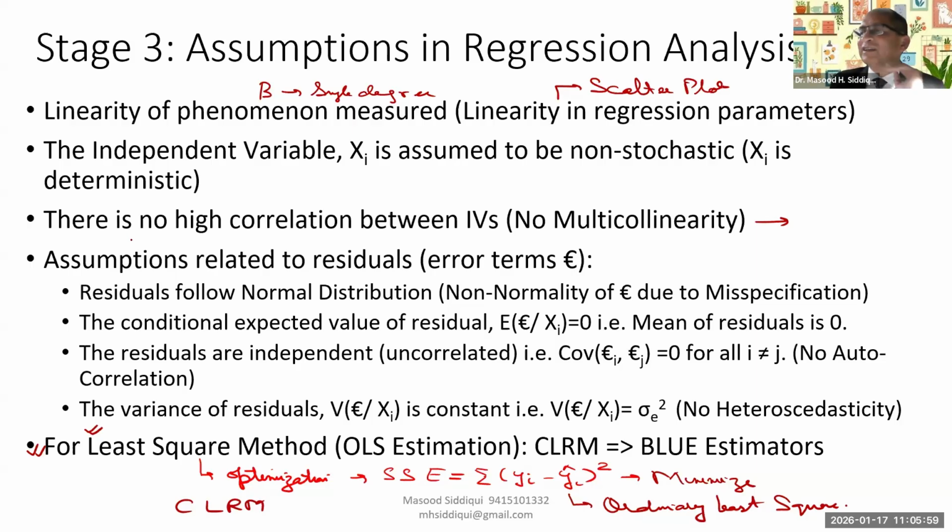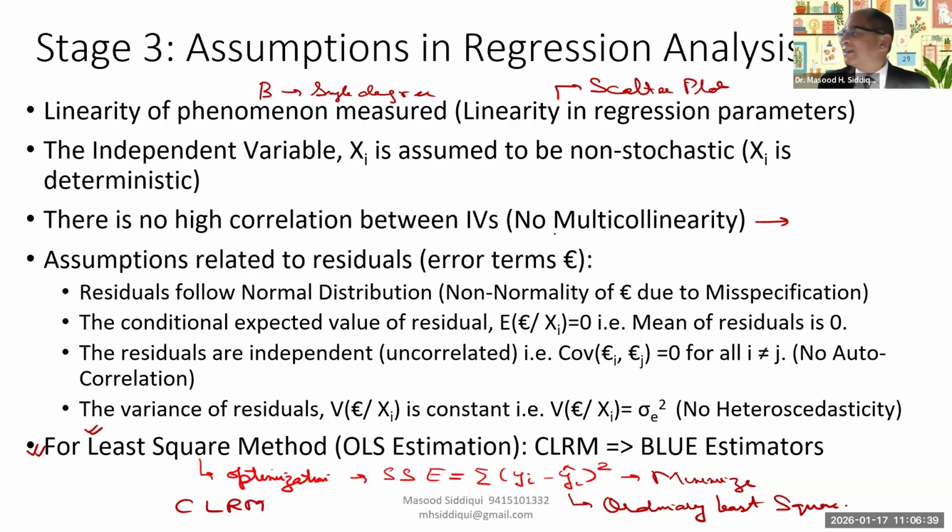Anyway, we should discuss the other assumptions also. The next assumption is related to the residual or the error term. This residual or error term should follow normal distribution. That's why we have created the graph to check the normality. Next, the expected value or the average value of the error term is 0. The residual terms should be uncorrelated, otherwise there is a problem known as autocorrelation. And the variance of this error term should be constant, should be homoscedastic. Otherwise, there will be an error known as heteroscedasticity.